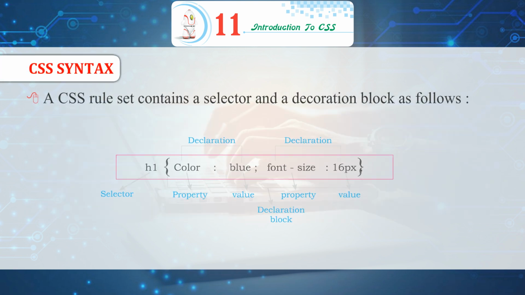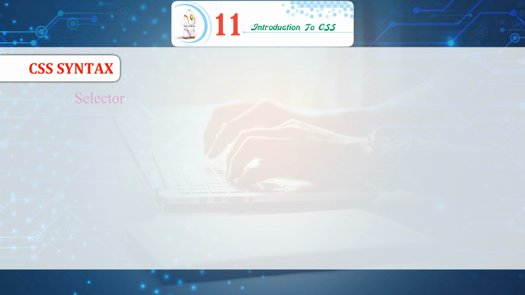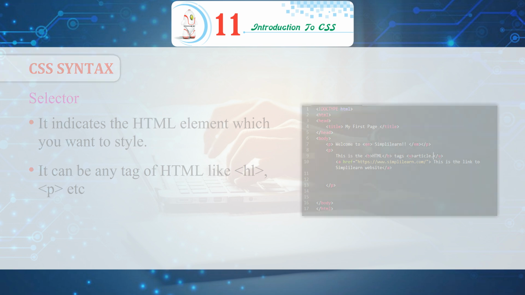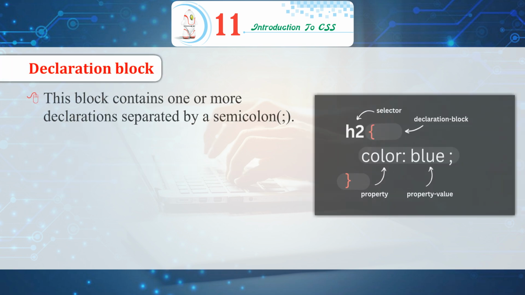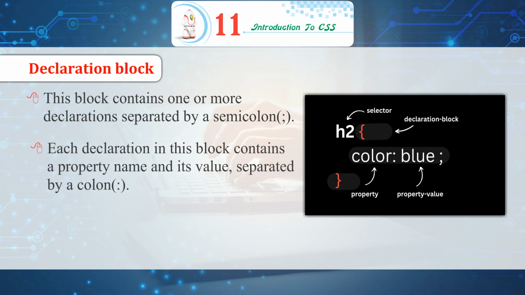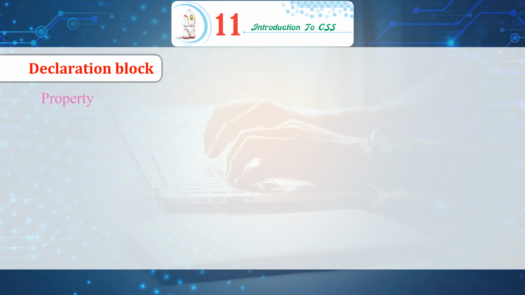CSS syntax. A CSS rule set contains a selector and a declaration block as follows. Selector: It indicates the HTML element which you want to style. It can be any tag of HTML like h1, p tag, etc. Declaration block: This block contains one or more declarations separated by a semicolon. Each declaration in this block contains a property name and its value, separated by a colon. A CSS declaration always ends with a semicolon, and declaration blocks are surrounded by curly braces.